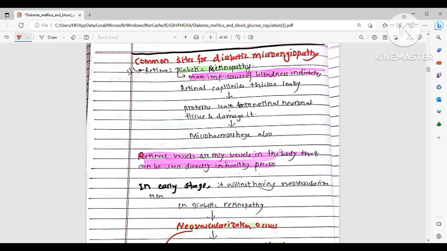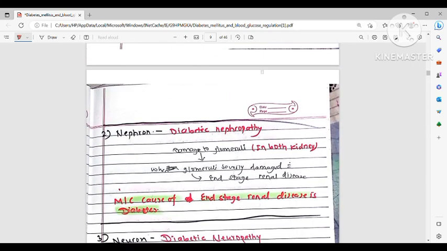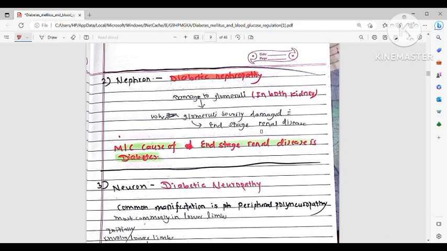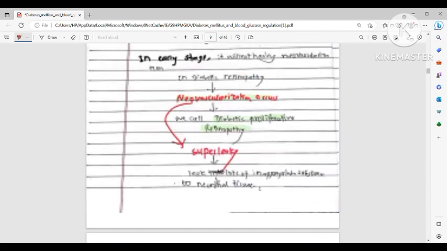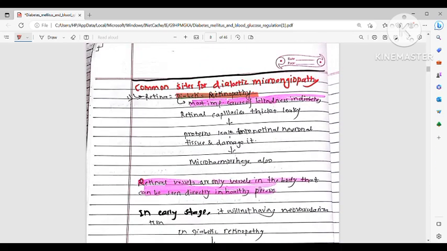What are the common sites for diabetic microangiopathy? There are three common sites: the retina, leading to diabetic retinopathy; the kidney, leading to diabetic nephropathy; and the neuron, leading to diabetic neuropathy. Okay, diabetic retinopathy, diabetic nephropathy, and diabetic neuropathy. These are the three common microvascular complications.